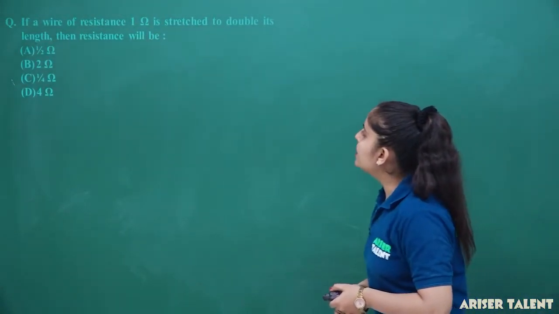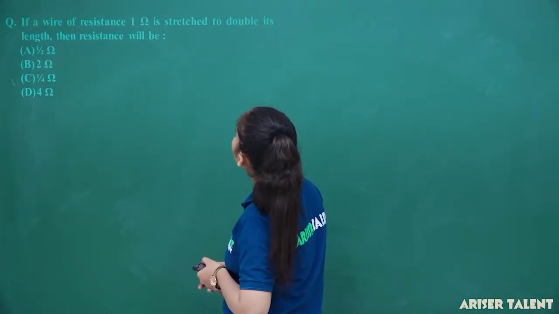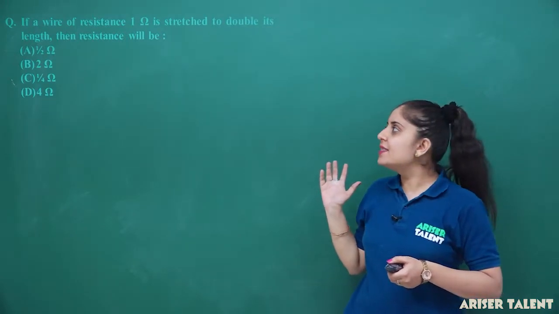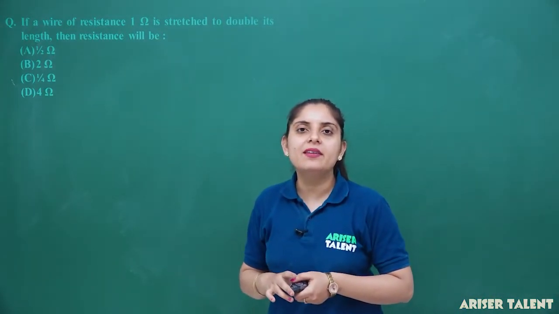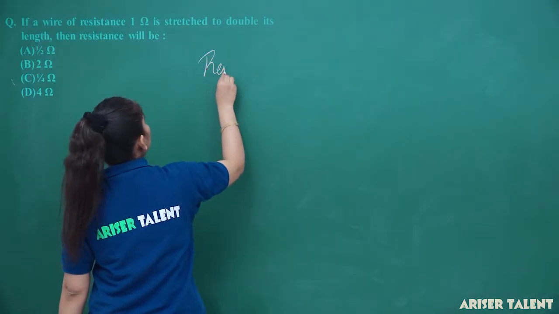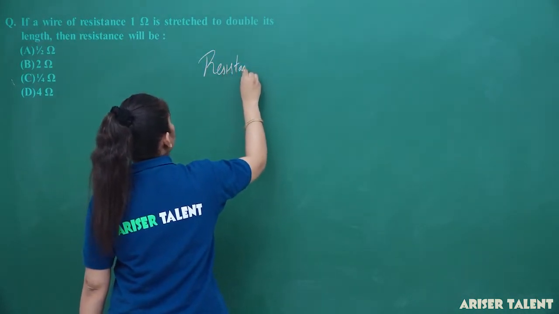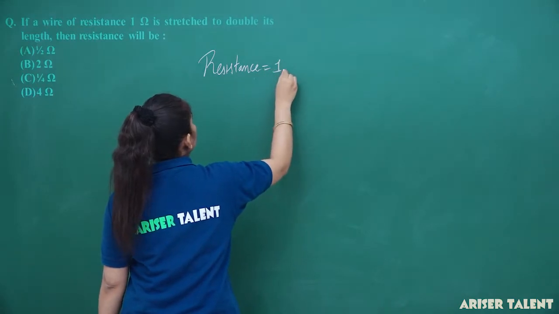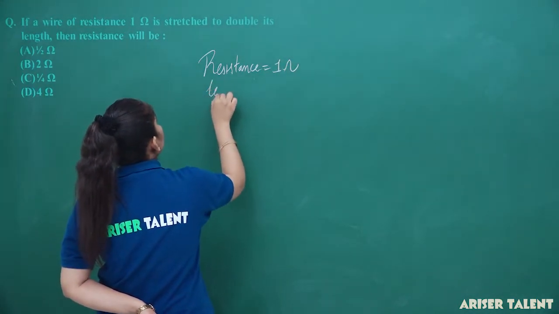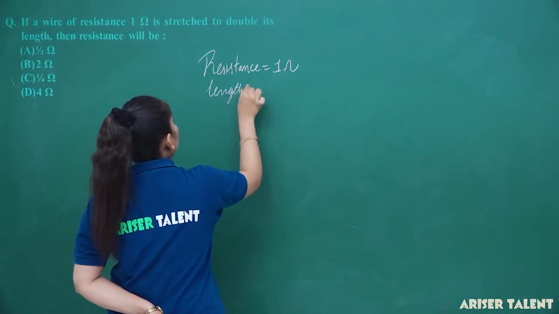If the wire of resistance 1 ohm is stretched to double of its length, then its resistance will be? This is the same question we have done earlier, but the resistance there is R ohm. Here the resistance provided is 1 ohm. Now, you are stretching it to double the length, so the length will be 2L.